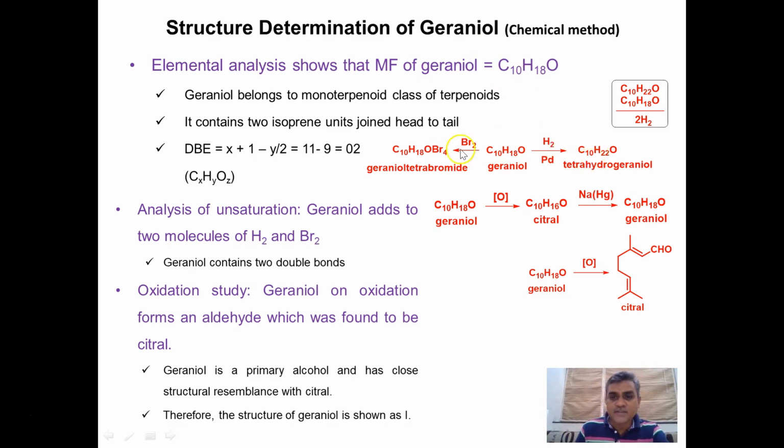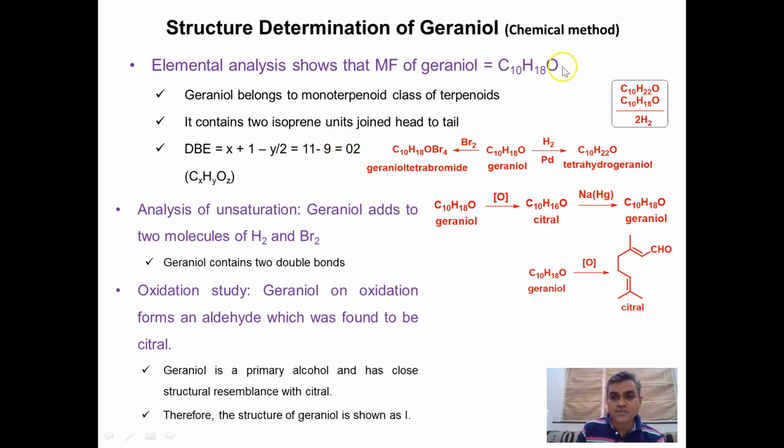A similar experiment is bromination. Here two molecules of bromine are consumed by geraniol. So on the basis of the hydrogenation experiment as well as the bromination experiment, we conclude that the geraniol molecule contains two double bonds. So the two unsaturations correspond to two double bonds here.